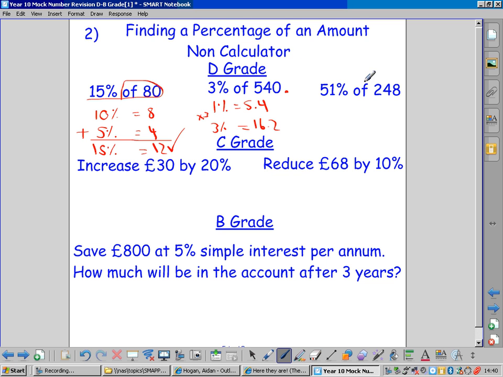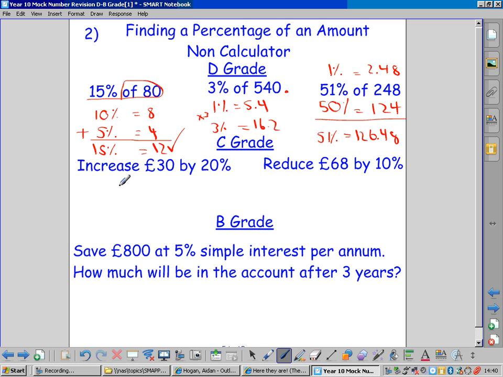51% of 248 is more complicated. 50%, first of all, is a half. 50% equals half of this, 124. 1% is 248 divided by 100. So 1% is 2.48. Which means when we add the 50% and the 1%, 51% is going to equal 126.48. 50%, 1%, add them together, you get your 51%.